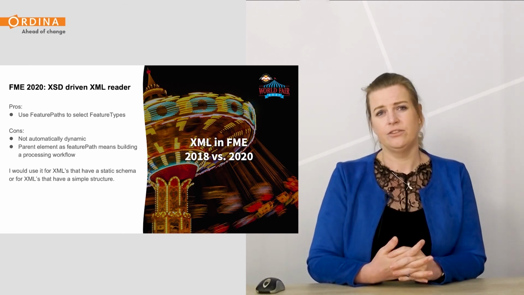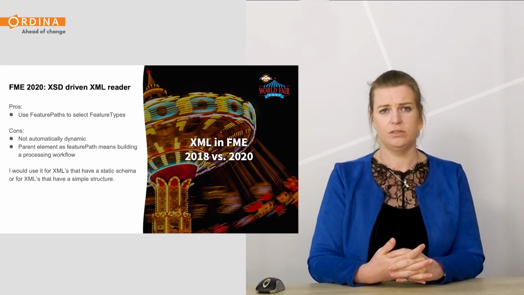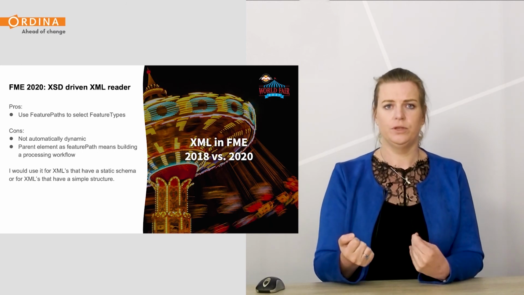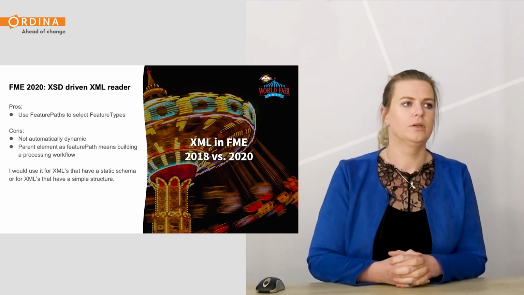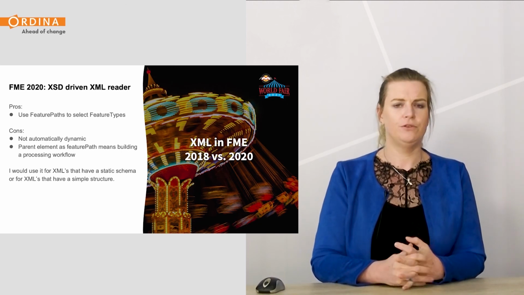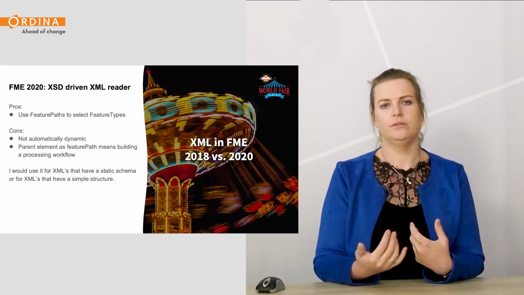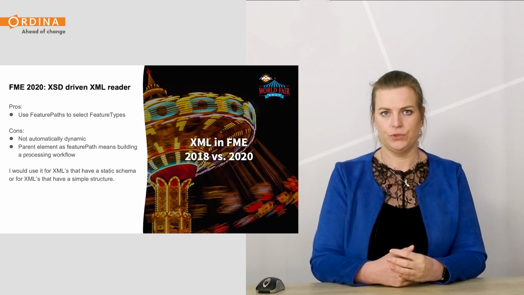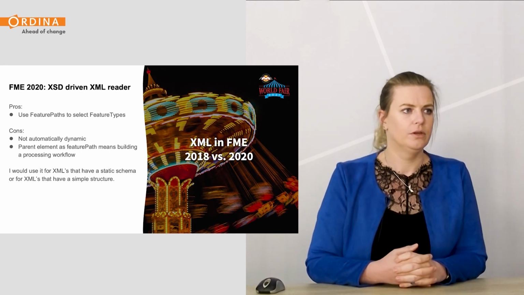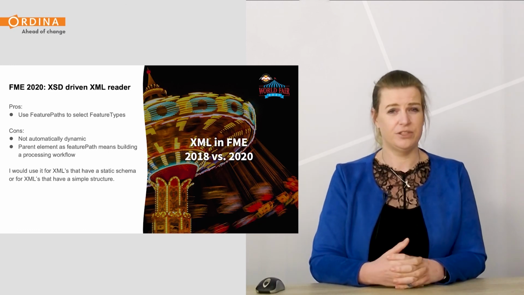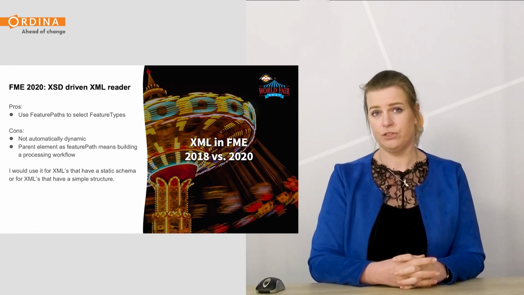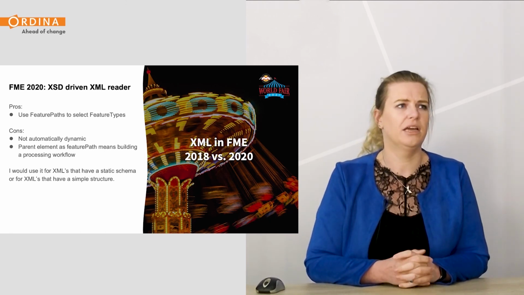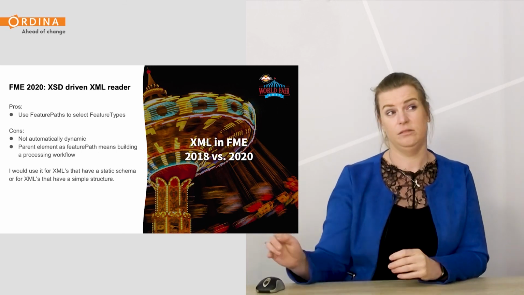The cons: it's not automatically dynamic. So if you have a new feature path, it isn't automatically made available within the output. And if you use a parent element as a feature path, it still means that you need to build a process and workflow to make available the correct attributes within the children. So I would use it for XMLs that have a static schema, or for XMLs that have a simple structure. But otherwise, if the structure continually changes, I wouldn't use it that much.